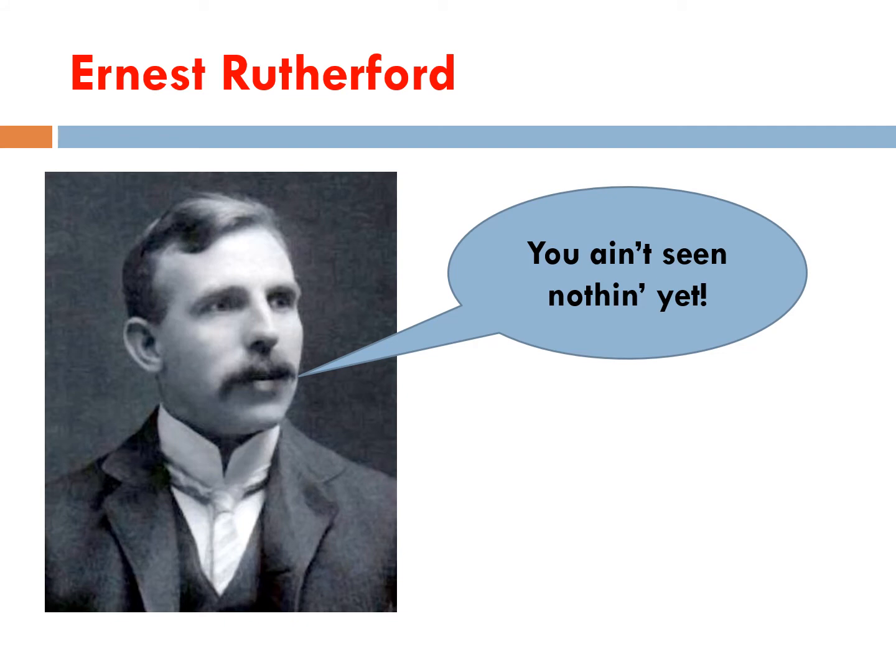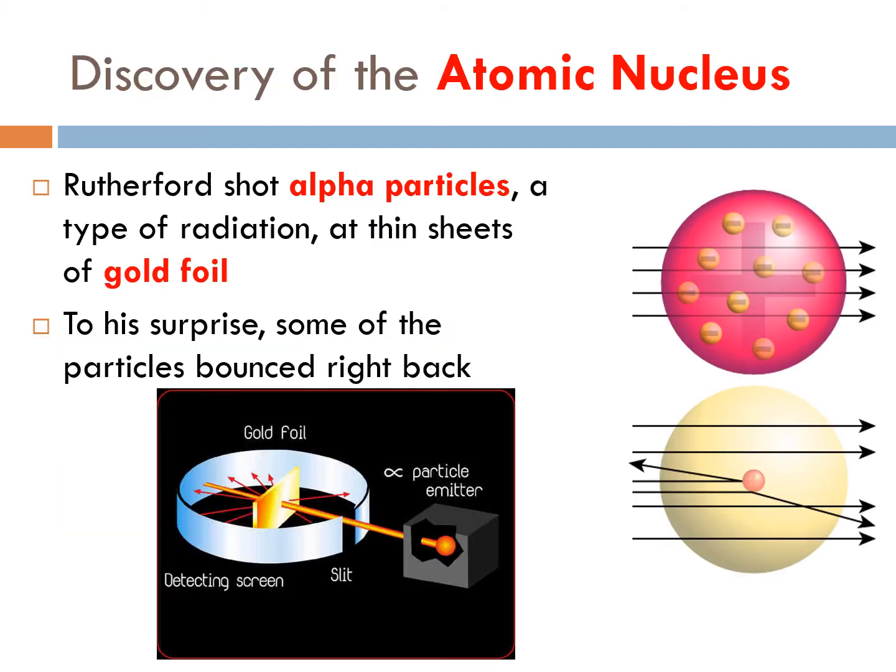So then someone else comes along again, Ernest Rutherford, and he goes, "Wait, there's more. I swear." What Rutherford did was he discovered the atomic nucleus. He shot alpha particles, which are a type of radiation, at thin sheets of gold foil. To his surprise, some of the particles ended up bouncing back. So he knew that alpha particles are positive. So for them to bounce right back indicates that they bounced off of something that was also positively charged.